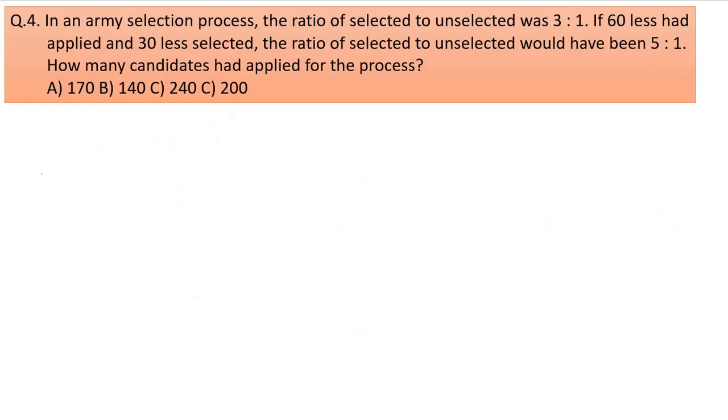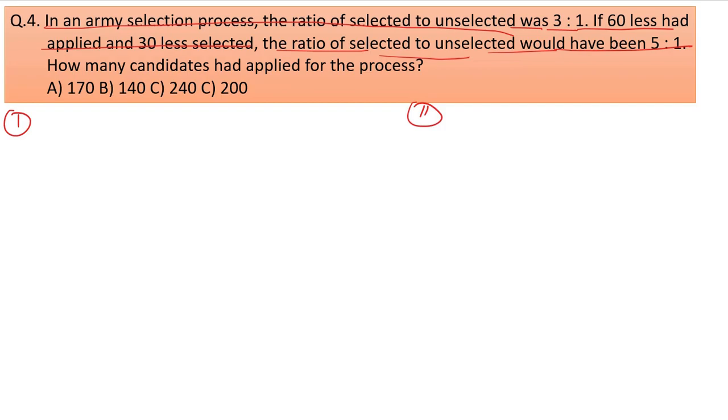The next question: in an army selection process, the ratio of selected to unselected was 3:1. If 60 less had applied and 30 less selected, the ratio of selected to unselected would have been 5:1. In this type of question, I will do two methods here.